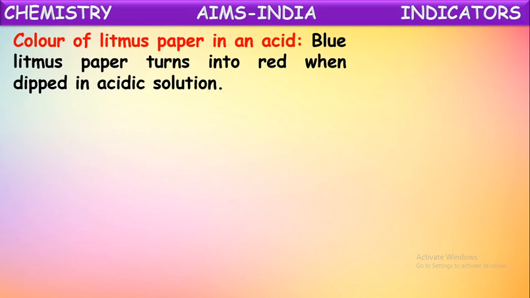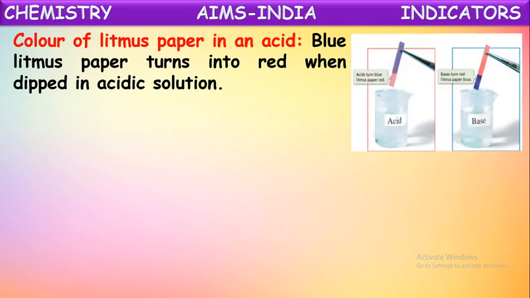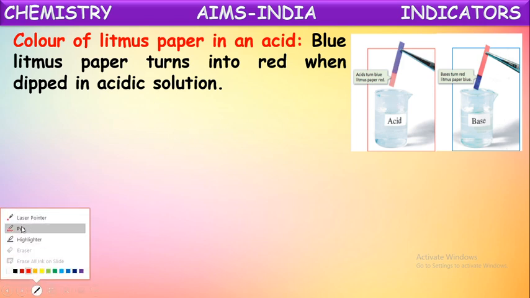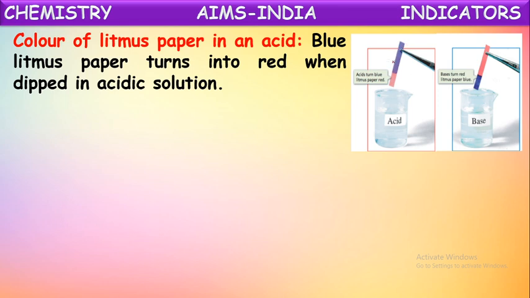How will it be done? The color of litmus paper in acids. If we take an acid solution and dip blue litmus paper into the acid solution, it turns red. Yes, it is an acid solution they have taken. See here. Into that they have dipped the blue litmus paper, and it immediately turns red.